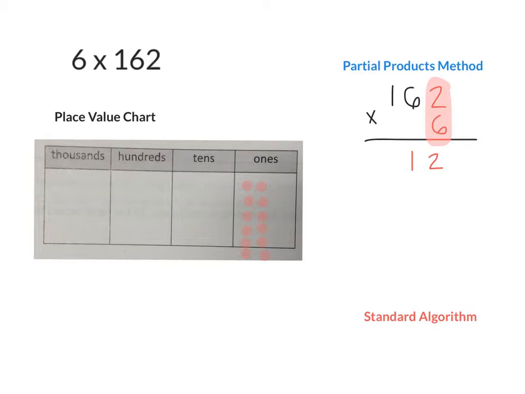Okay. Then my next place value position is the tens. How many tens do we have? 6. So I'm going to start with 6 tens. 1, 2, 3, 4, 5, 6. And I have to make 6 copies of that. 1, 2, 3, 4, 5, 6.